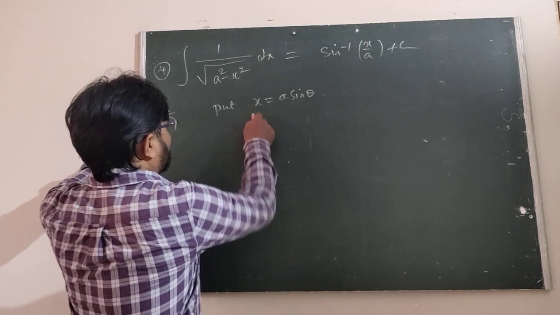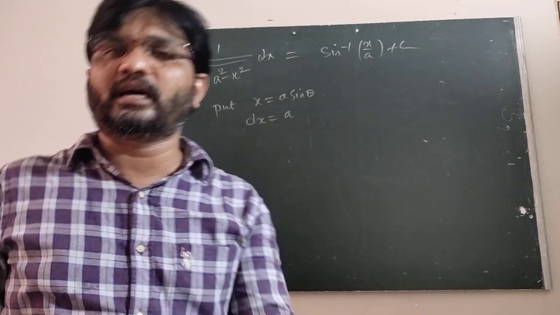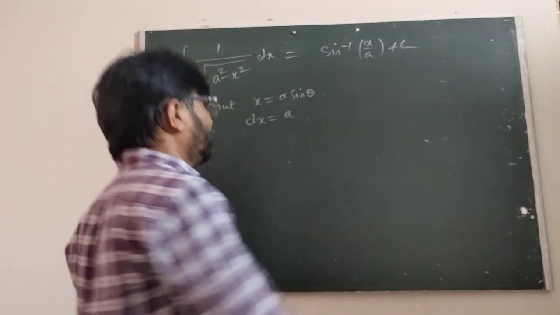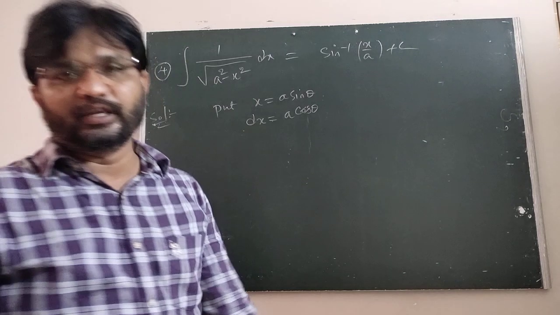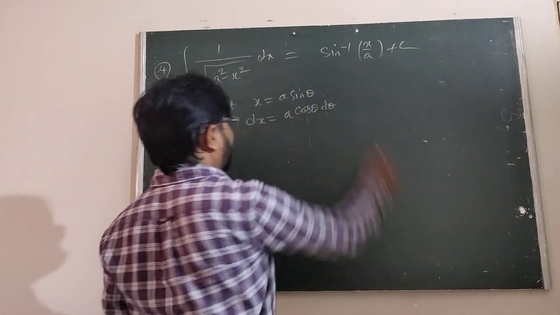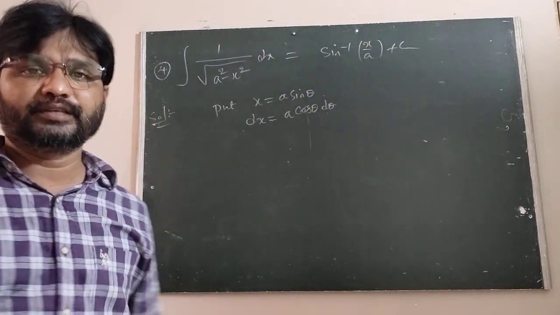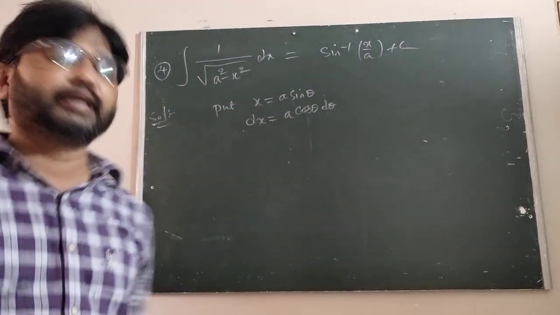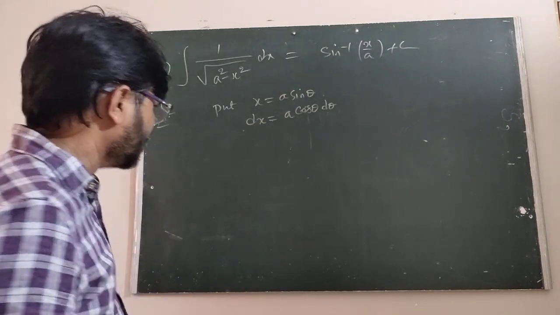The derivative of x is dx, and a into the derivative of sin theta is cos theta, and the derivative of theta is d theta. So first we are taking x equal to a sin theta, then dx equal to a cos theta d theta.